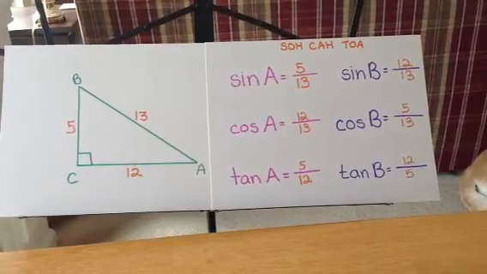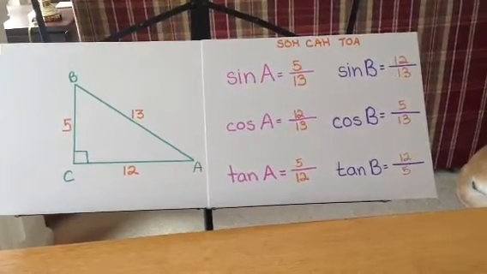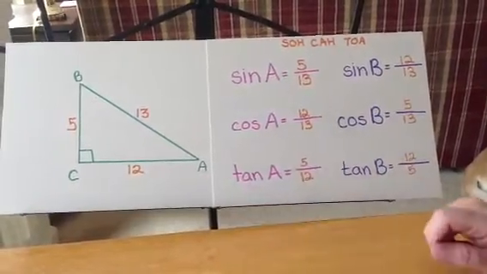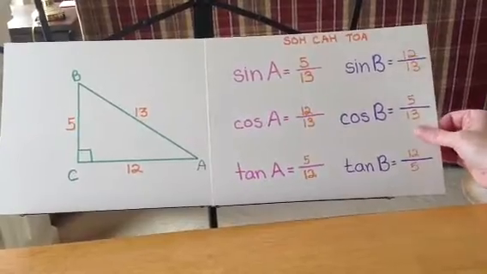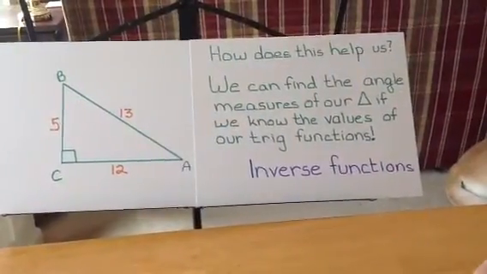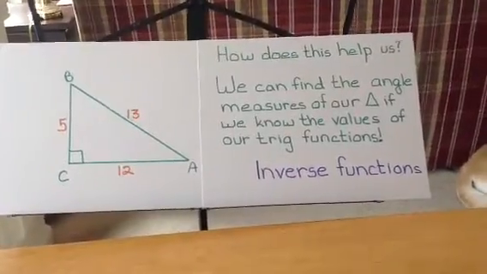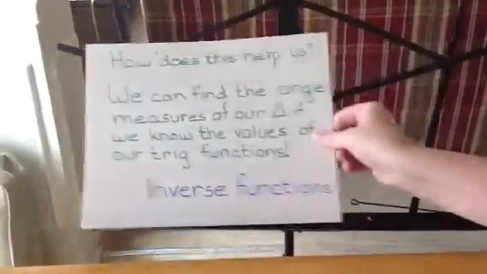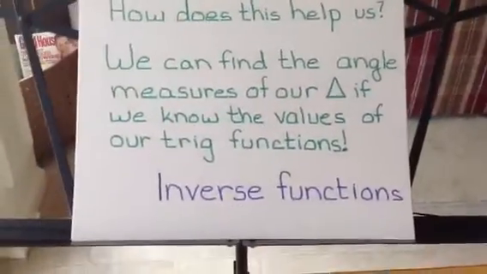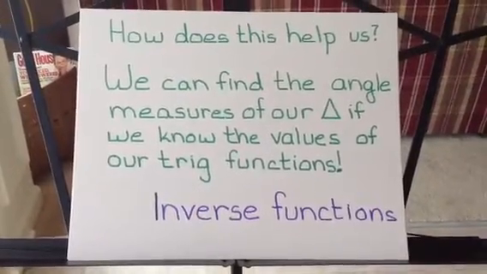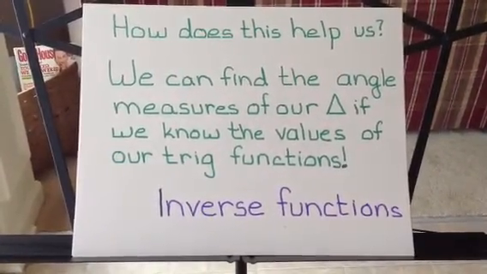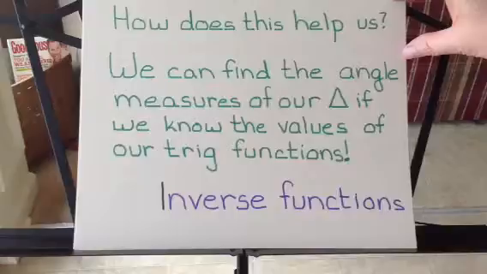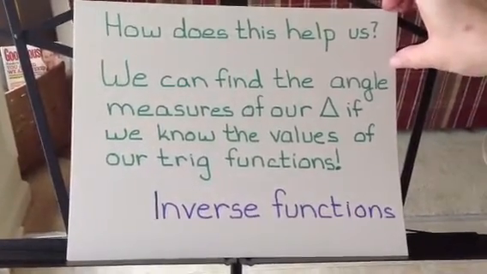So now we know what the values of our trig functions are, but we still haven't actually found the values of the angle measures, which is really what we would want to be interested in. So how does finding all those trig functions help us? Well, we can find the measures of the angles of our triangles if we know the values of our trig functions. So we found the values of our trig functions just now, and now I want to know how that will help us find our angle measures.